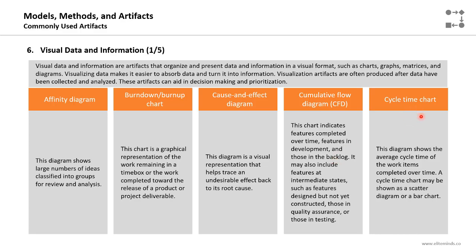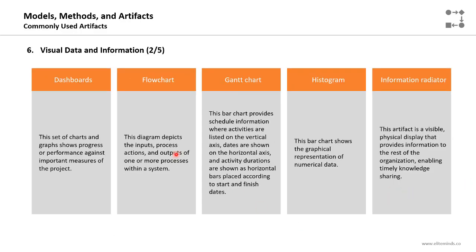Cycle time chart. This diagram shows the average cycle time of the work items completed over time. We explained earlier the concept of the cycle time, and this chart will only be a diagram that shows the average cycle time of the completed work items in the project. It may be shown as a scatter diagram or a simple bar chart.